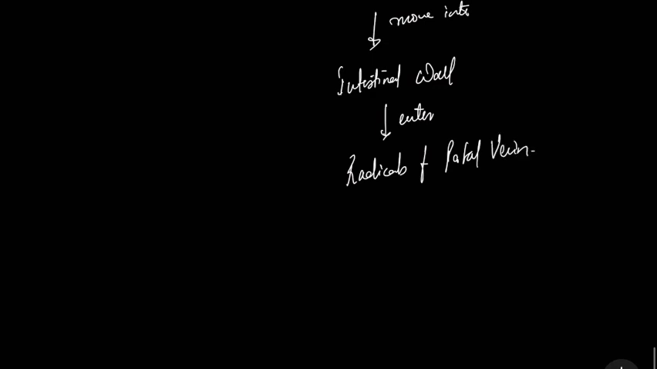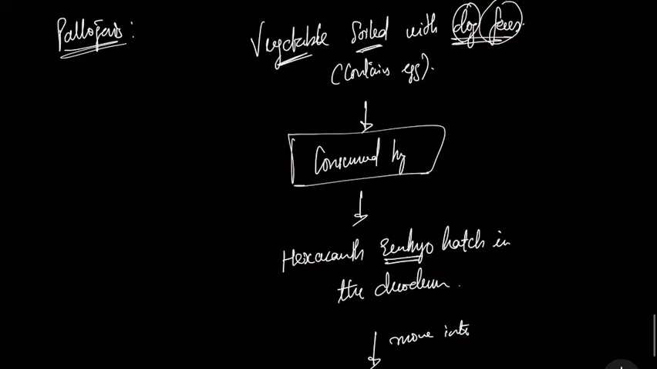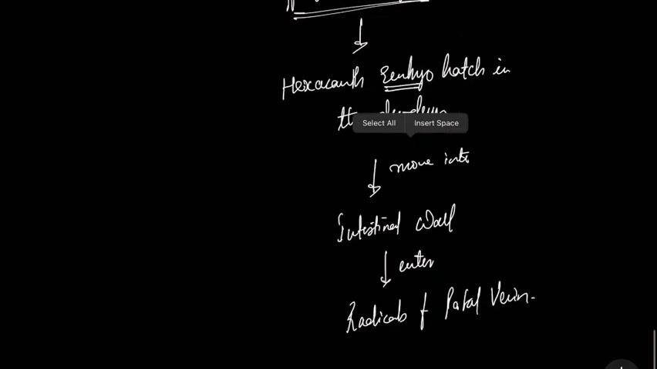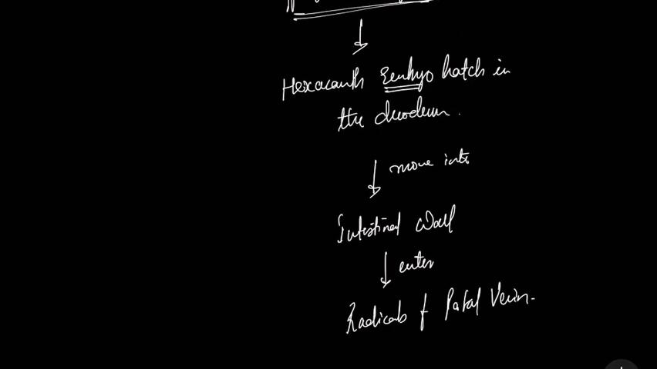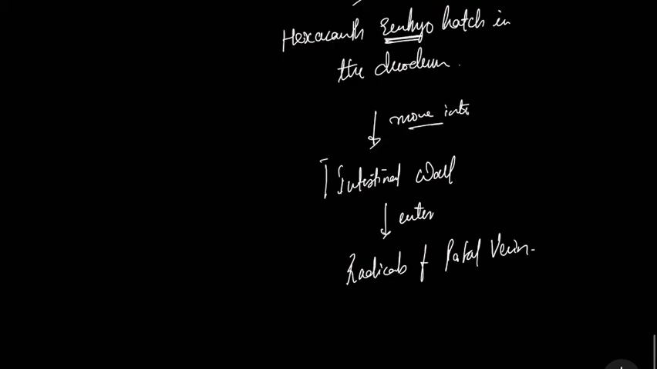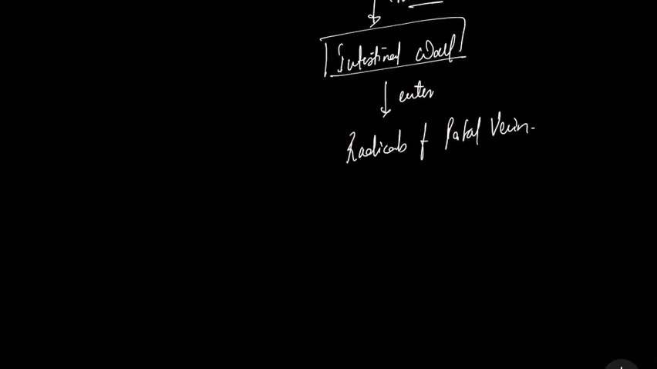So till here what happened? There were certain vegetables soiled with dog feces containing these eggs. These were consumed by a certain individual. And what did this lead to? The embryo hatched in the duodenum and then moved into the intestinal wall, from where it entered the radicals of the portal vein.